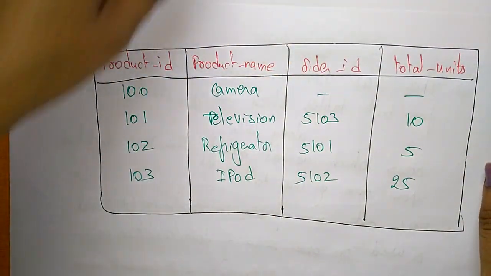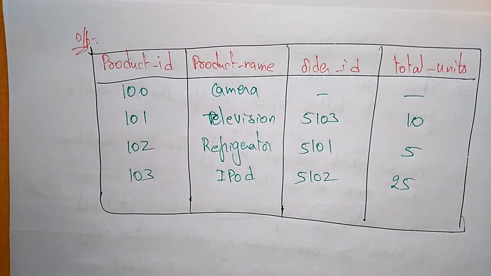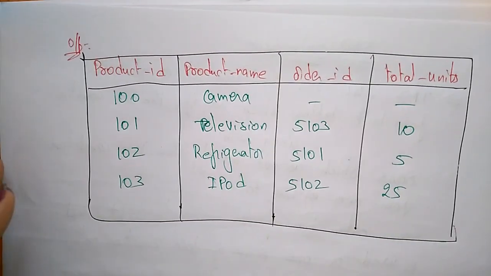So here, if the plus operator is used on the left side of the join condition, then you can say it is a left outer join. If you use the plus operator on the right side of the join condition, you can say it is a right outer join. So this is about the SQL outer join.